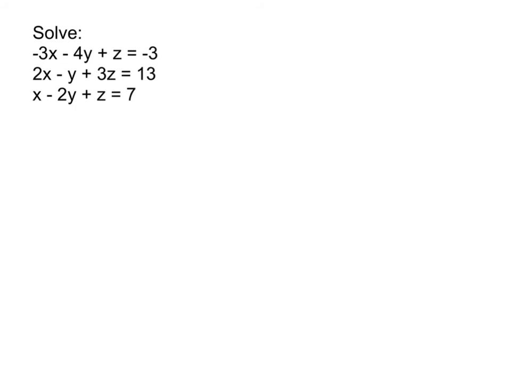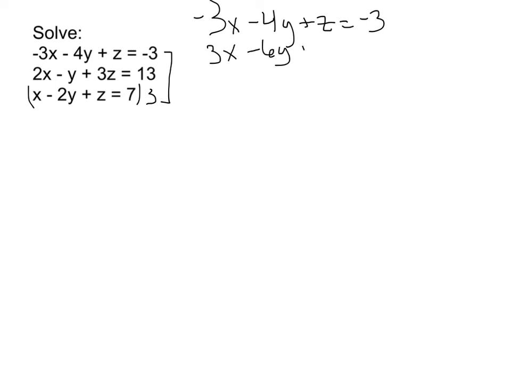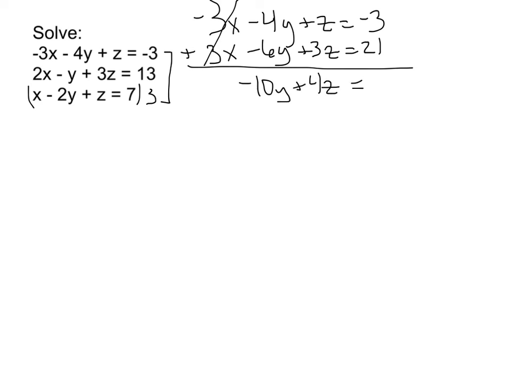So what I'll do is I will multiply the bottom equation by 3 and pair it up with the top equation so I can get the x eliminated in that pairing. So my new bottom equation becomes 3x minus 6y plus 3z equals 21. When I add them up, the x's cancel. I get negative 10y plus 4z equals 18. And I'll hold that equation for right now.